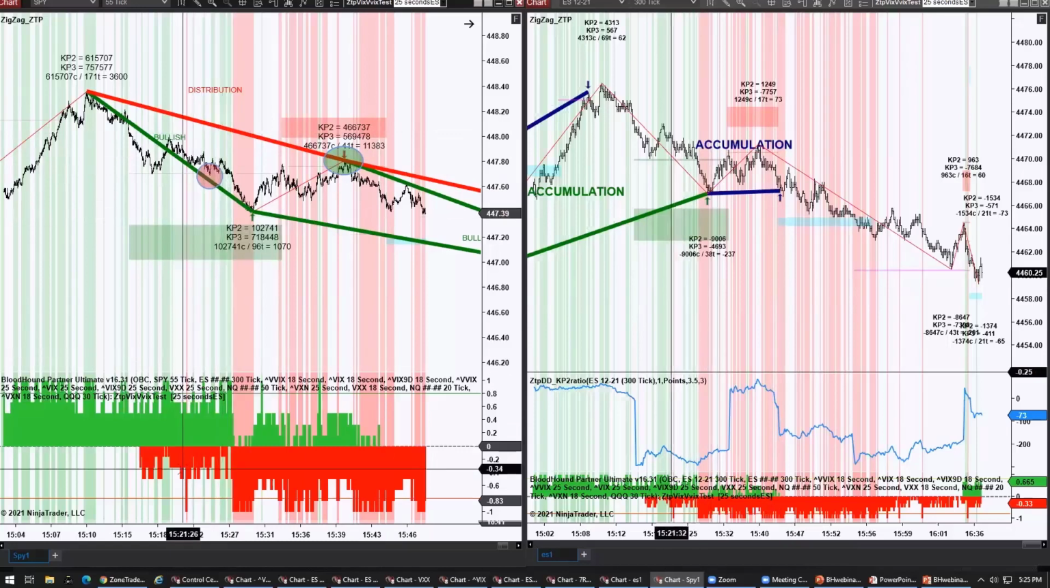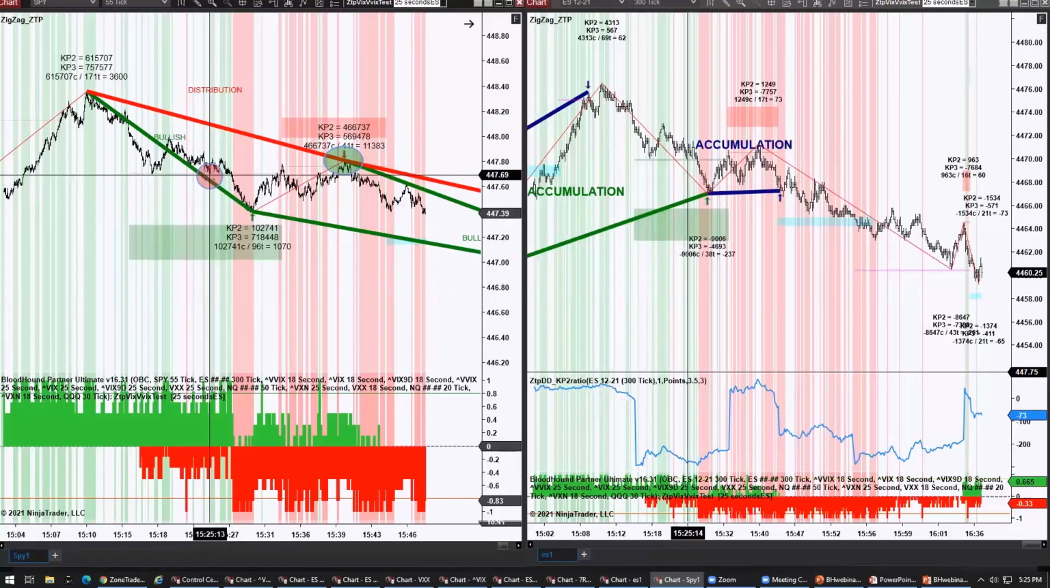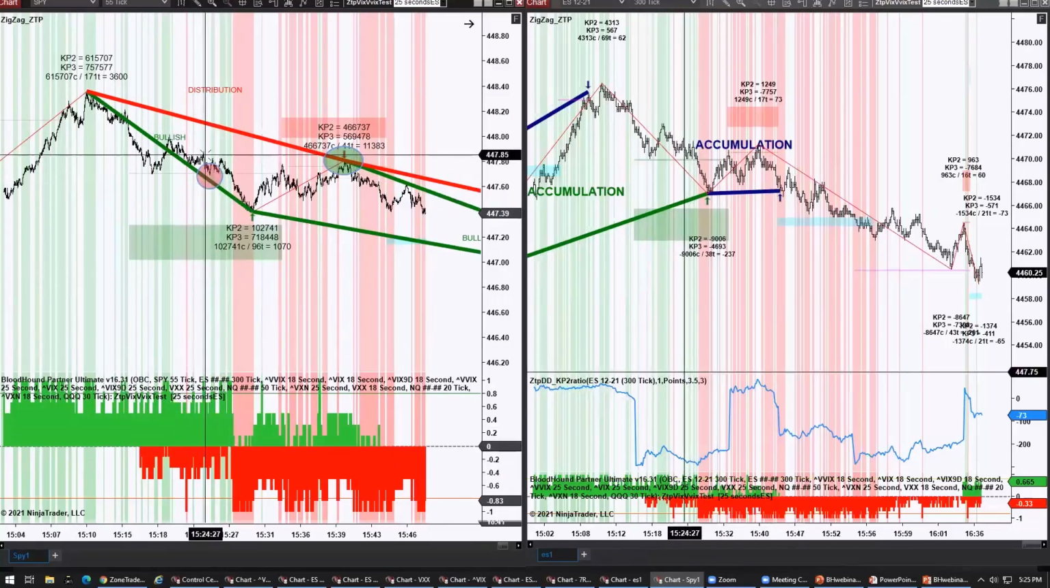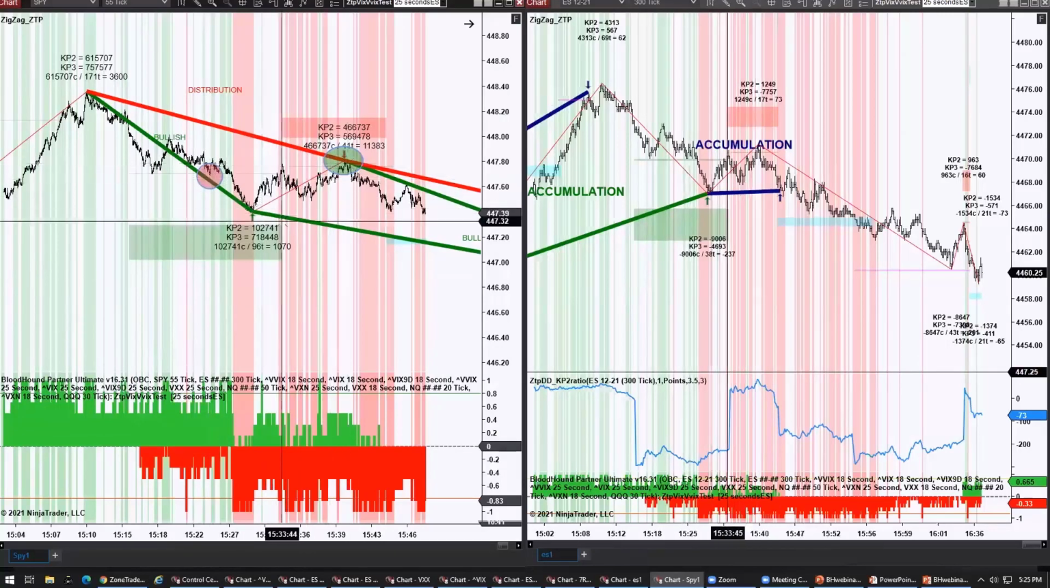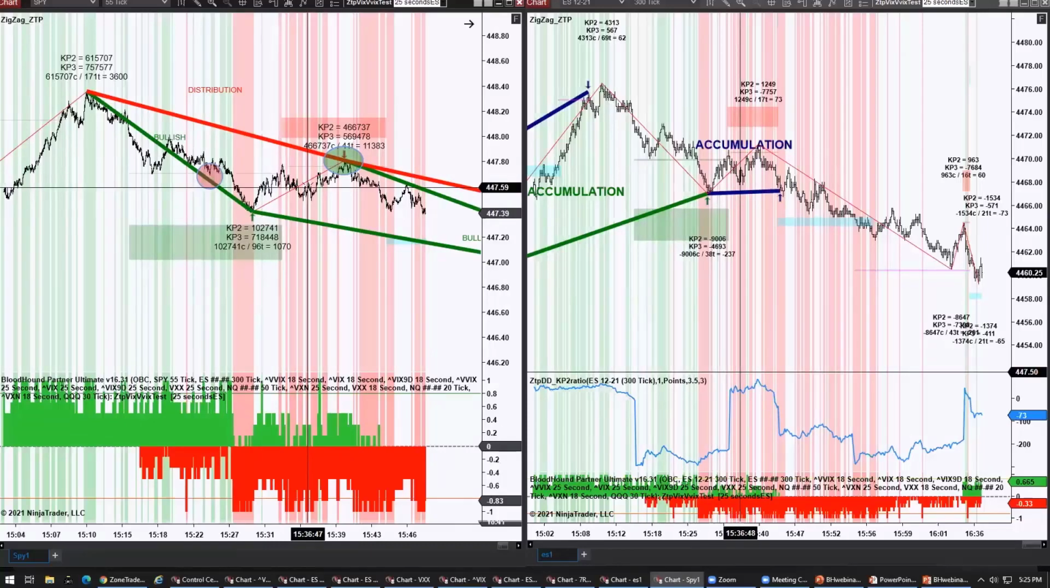Now, with my indicators, I'm just not showing them. We can actually see what these deltas are on these zigzags. That is part of the indicator package. I'm just trying to keep it simple right here.